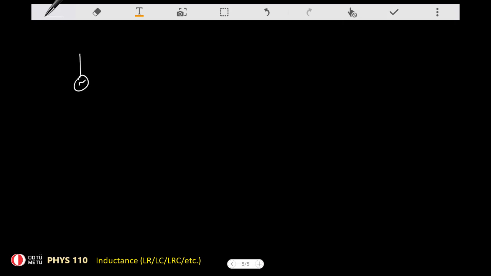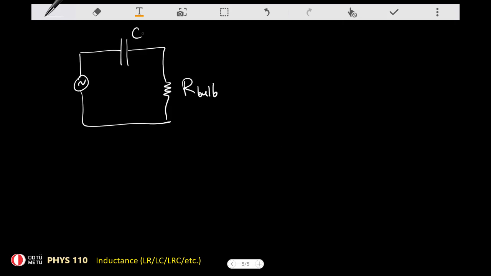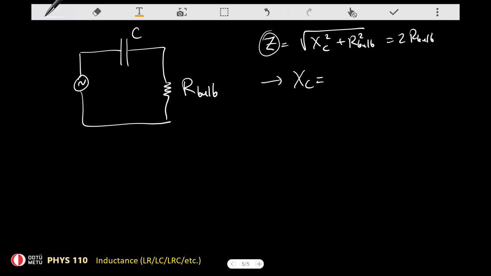So what happens if I use a capacitor in here? So let's also look at this. Right, so that's again the light bulb. So we have a capacitor in here. In that case, there's a capacitive reactance, so that's Xc squared plus R bulb squared. Again, we want this impedance to be equal to 2 times R bulb. So therefore, the reactance should again be square root of 3 times R bulb. So therefore, this is 420 ohms.